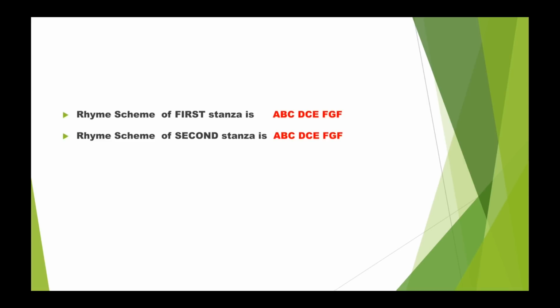Now we can see that the rhyme scheme of the first stanza is A, B, C, D, C, E, F, G, F. And the rhyming scheme of the second stanza is also the same, A, B, C, D, C, E, F, G, F. I hope you all have understood about the rhyme scheme.